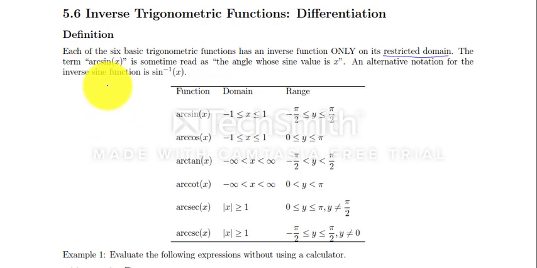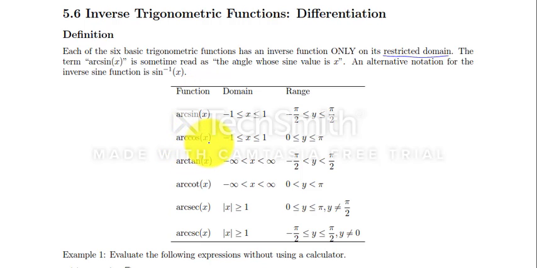The term arcsine of x is sometimes read as the angle whose sine value is x. An alternative notation for the inverse sine function is sine inverse of x. So for the function arcsine of x, its domain is the range of the sine function, which is -1 to 1, and its range is on the restricted interval -π/2 to π/2 inclusive.